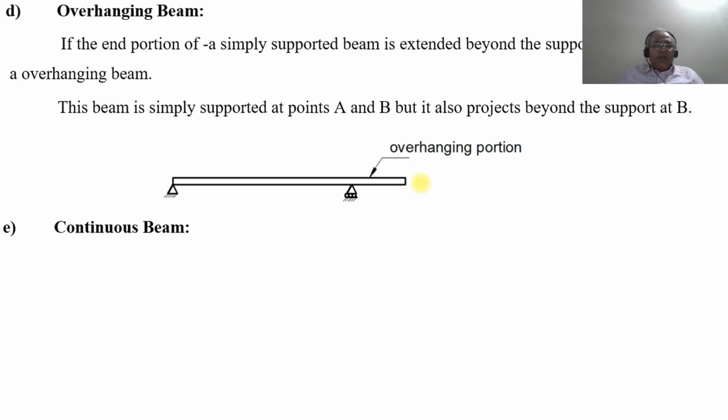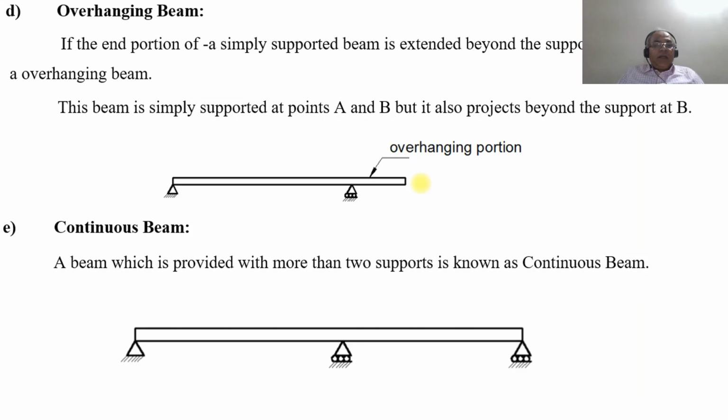Then we have the last one, which is the continuous beam. A beam which is provided with more than two supports, for example one end pinned and the others with roller supports, is a continuous beam. You have one support here, another support here, and another support here. So there are three supports. It is more than two supports, then it is known as a continuous beam. So this is how the beams are classified into different types.